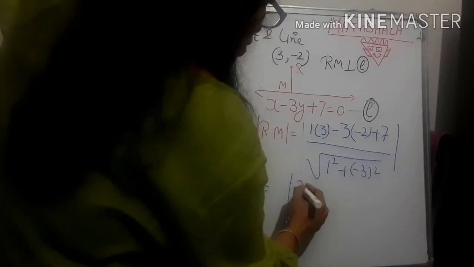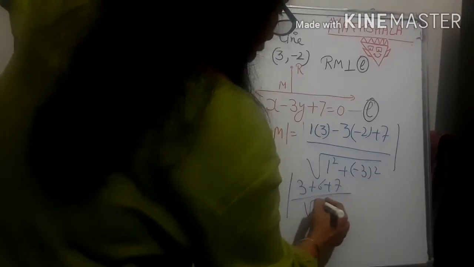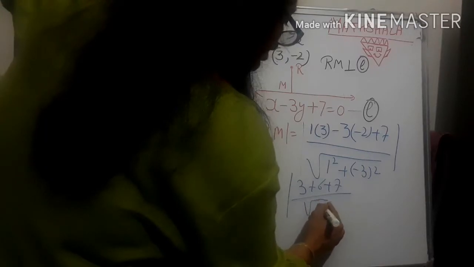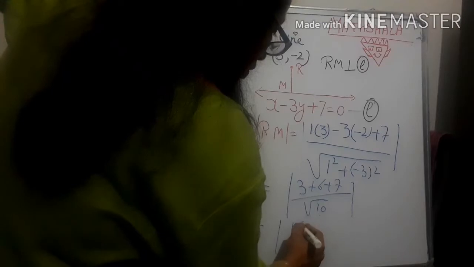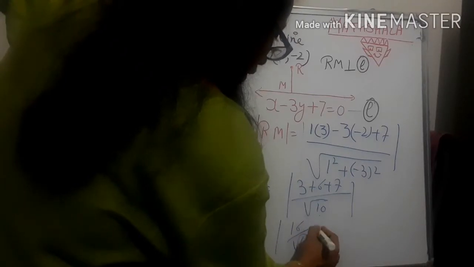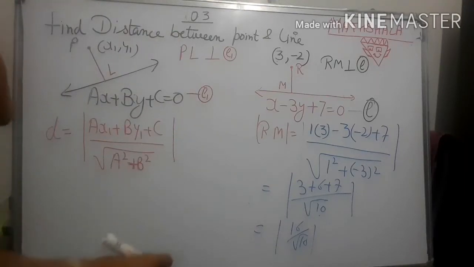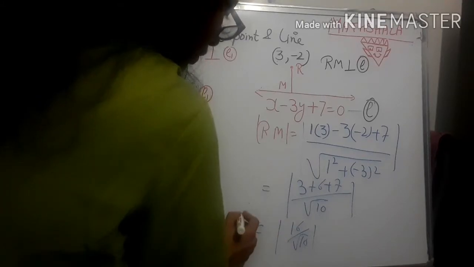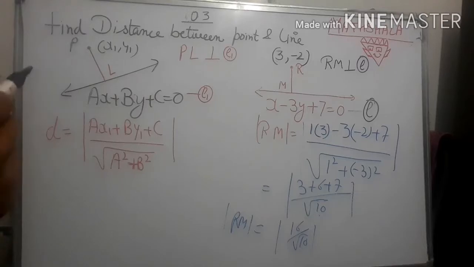Now what is the result? 3 plus 6 plus 7, divided by, this is 3 square is 9 plus 1 is 10, so the result is 9 plus 7, 16 by root 10. This is the distance between the point and the line, and just take the positive sign of it. This is the distance. Just have a look. Now we are going to take the questions from the exercise.